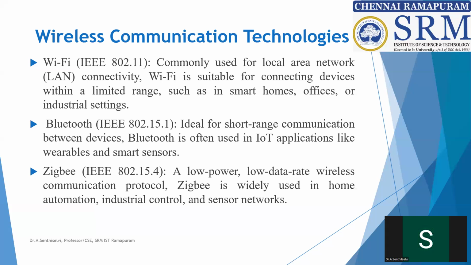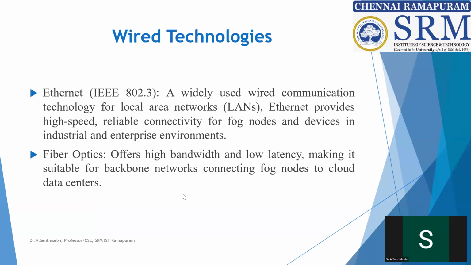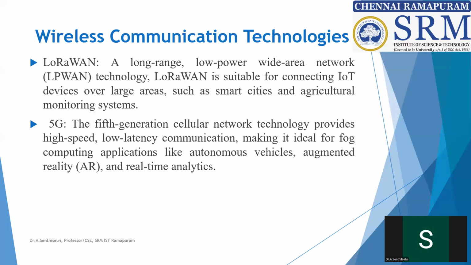Next, we are going to discuss long range, low power wide area networks. First one is LoRaWAN, the long range wide area network. Another one is LPWAN, the low power wide area network. That is suitable for connecting IoT devices over large areas, such as between cities and agriculture monitoring systems.